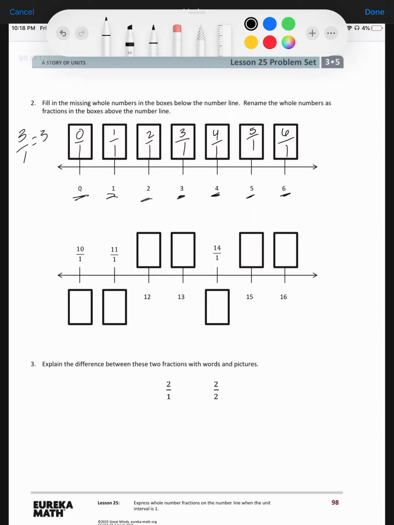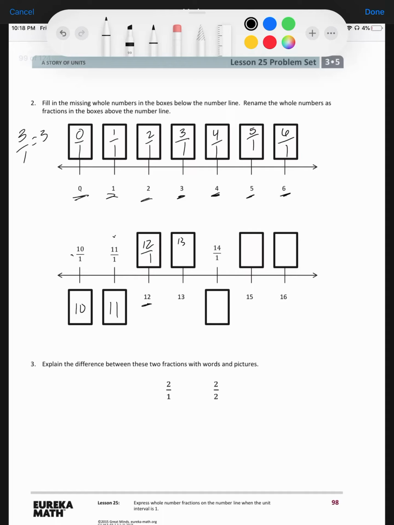The second number line is very similar, only you have to fill in both the whole numbers and the fraction that represents the whole number. So if we have 10 over 1 up here, the bottom is just going to be the number 10. 11 over 1 for the fraction, it's just 11. Here they want us to give the fractional amount for 12 wholes. So it's going to be 12 over 1.